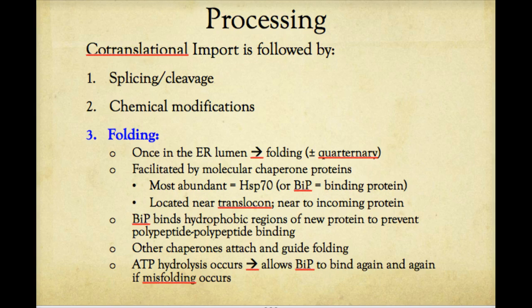While BIP is attached, other chaperone proteins are going to come in. They're going to attach to particular regions on the protein, and they're going to start to guide the folding process. So folding has to happen in a very systematic way, step by step by step.